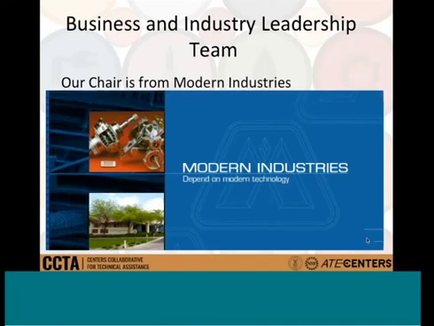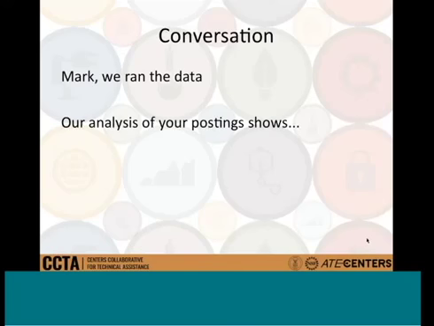So here it is, the Business and Industry Leadership Team. We made one of the smarter decisions we made. Instead of having these, what we would call industry advisory boards, chaired by an educator, we had the chair from industry. And so our chair is from Modern Industries, and here's their logo. So I'm thinking before my meeting, this is what I'm going to do. I'm going to go onto Burning Glass and find out what Modern Industries was looking for. So now I'm going to sit down with Mark Lashinsky. He's the chair. And I'm going to say, Mark, we ran the data.